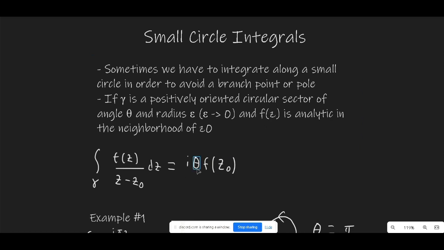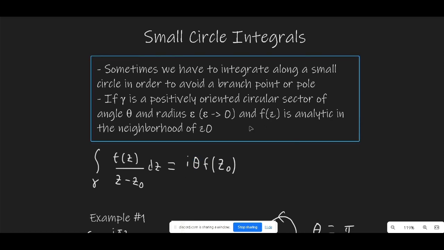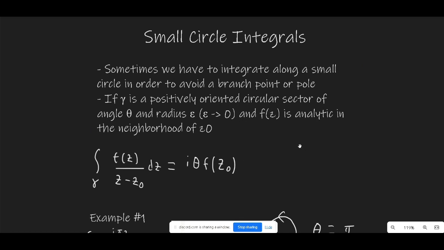A way you can internalize this is, imagine we let theta equal 2 pi. Then we're going a full circle around that point z0, so we're really just going to get 2 pi i times the residue at z0. If we plug in theta equals 2 pi, that's just the residue at that point. And so if we go a certain percentage around that circle, we accumulate a certain percentage of that residue. So that's where this comes from.